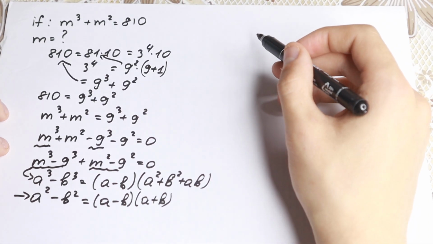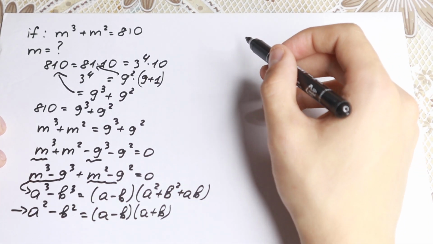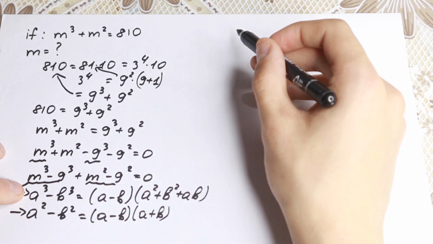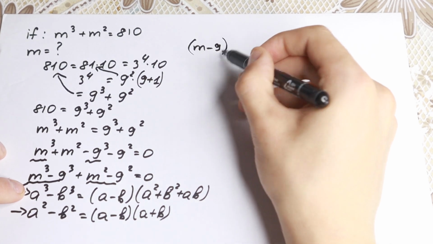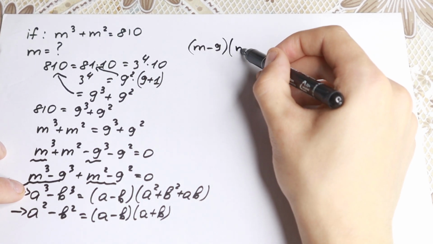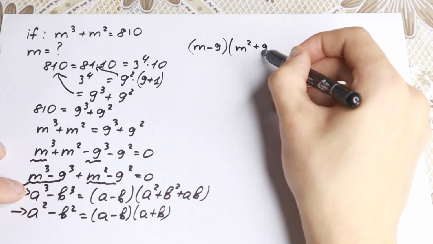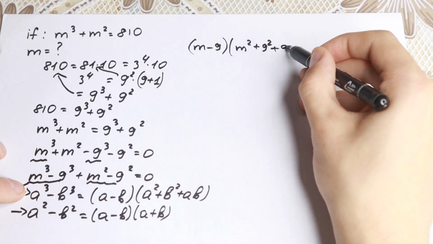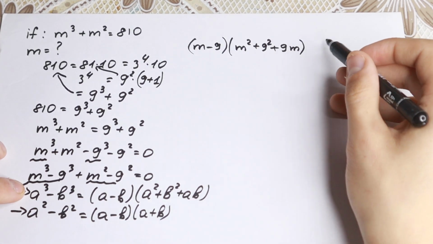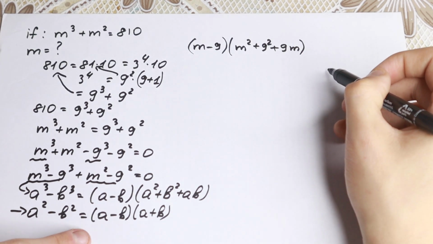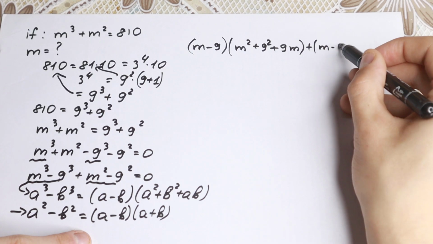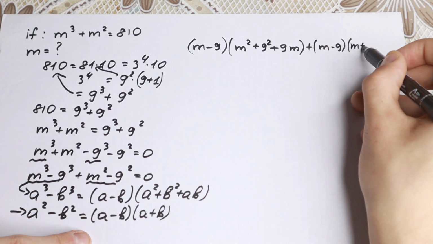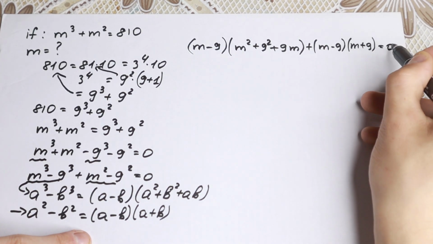So firstly, let's start with the difference of cubes. We will have (m - 9) and in the second parentheses we will have (m² + 9² + 9m). And then we have the difference of squares identity, so plus (m - 9)(m + 9) equal to 0. Brilliant.